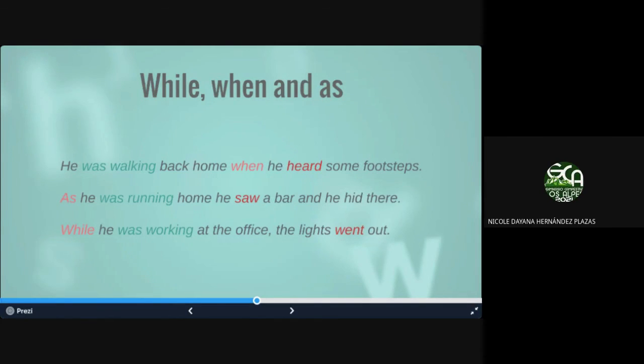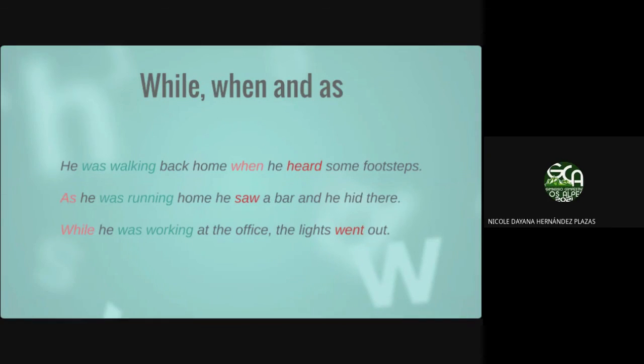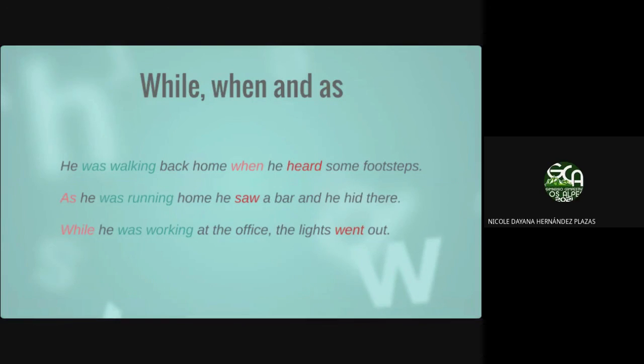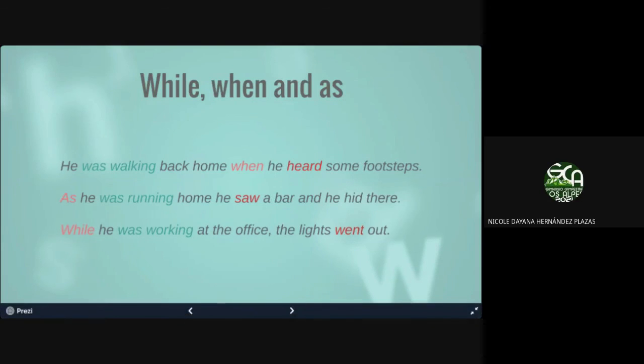And finally, let's take a look to the last example. Go ahead, Thomas, the last one. While he was working at the office, the lights went out. Thank you. Look at these, guys. When you are going to use while, you have two ways to do it. While es un mientras también. While can be at the very beginning of the sentence or it can be in the middle.